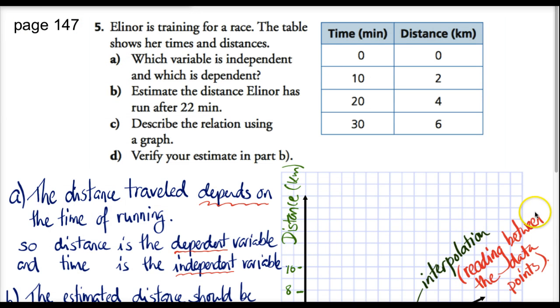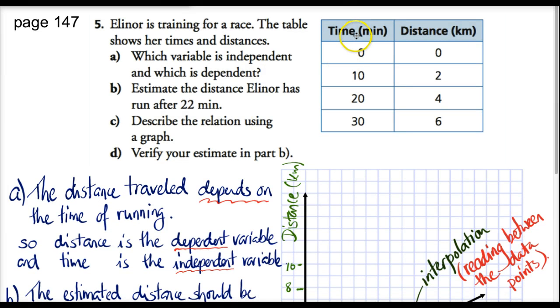And then we took a look at this example from the textbook on page 147, number 5, and I asked you to complete it. So there are 4 parts to this question: which variable is independent, then we do some estimating, describe the relation using a graph, and then verify your estimate. So we can tell from the table of values that time has to be the independent variable, just because the independent variable is always first in a table of values.